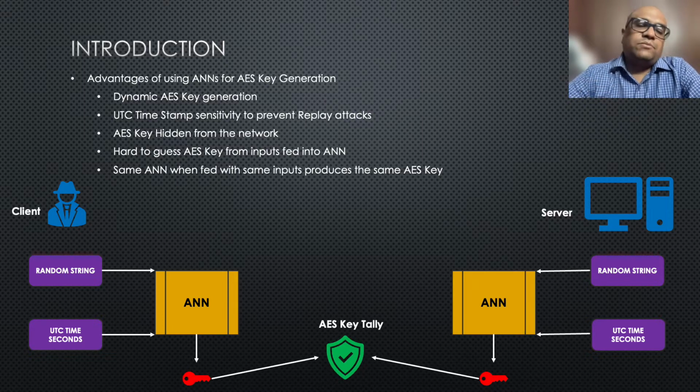If the timestamp is beyond a certain range, the server would not accept it, to prevent replay attacks. And the AES keys produced by ANNs are hard to guess, that is, from the inputs that are supplied it is not possible to guess the AES keys, and the same ANNs are replicated on the server side and the client side in order to secure the communication.